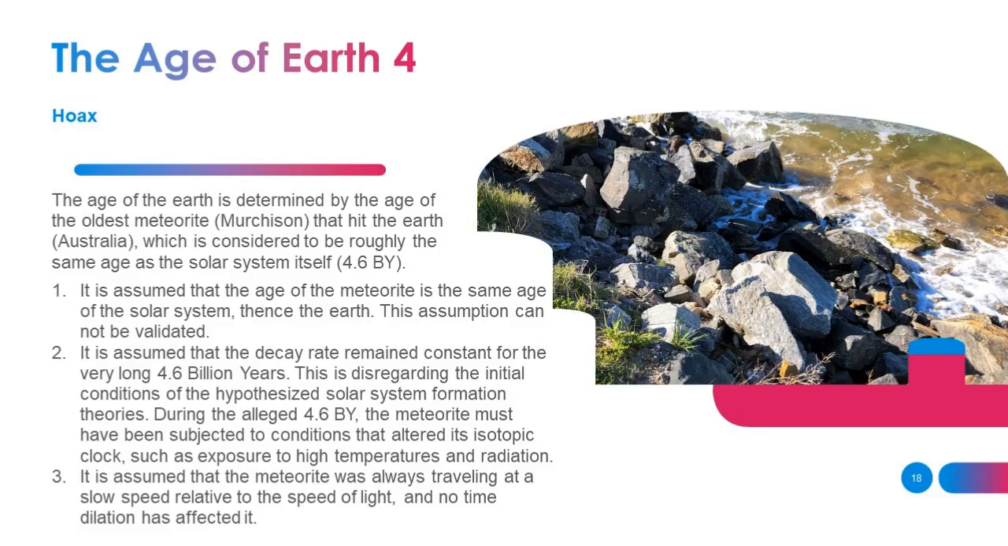Number one, this is an assumption. It could form before or after. We don't know. Not because it is the oldest, it must have been formed during or with the formation of the Earth. Number two, they assume that the decay rate was constant for 4.6 billion years, as we talked.